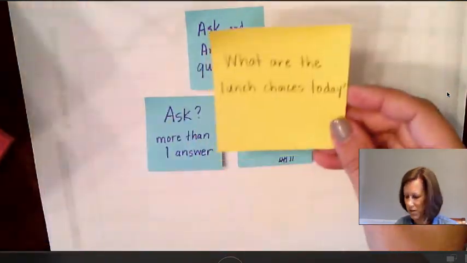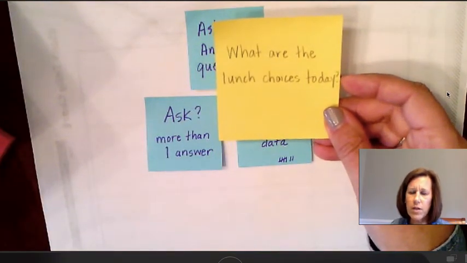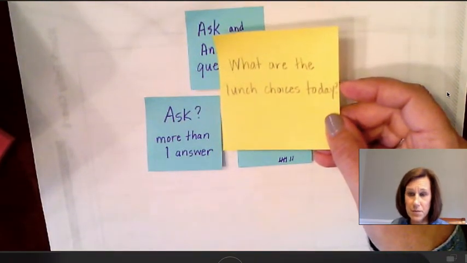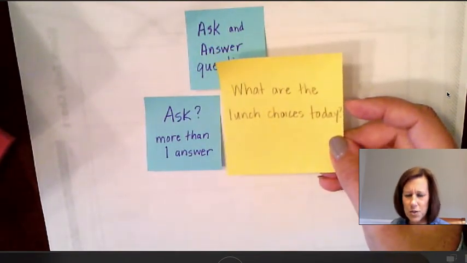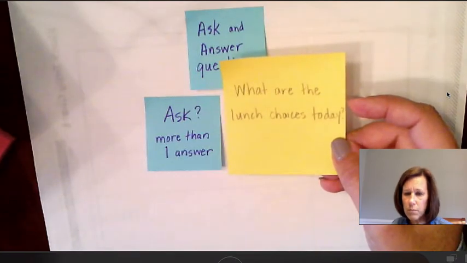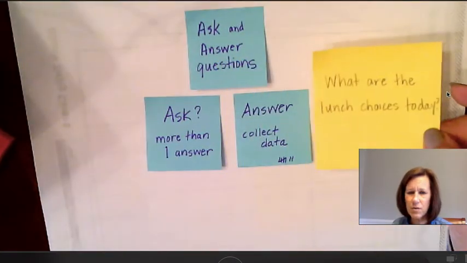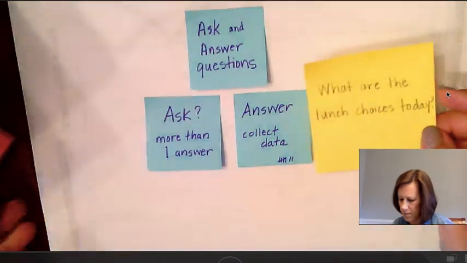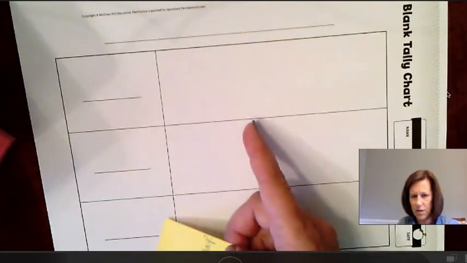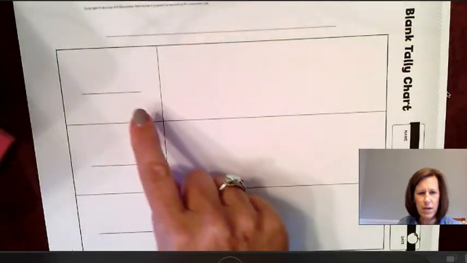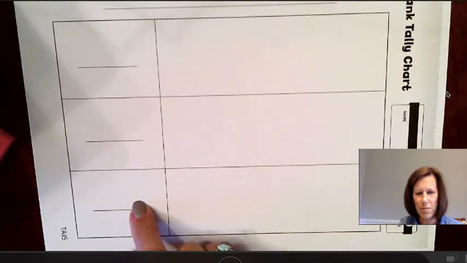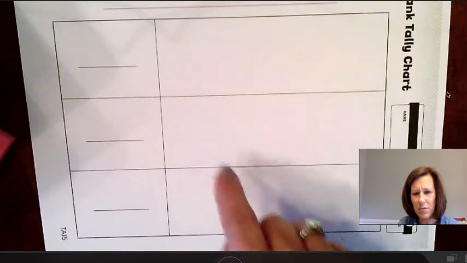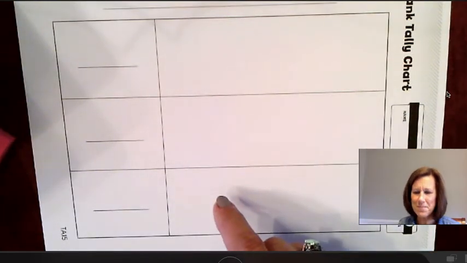How about this question? What are the lunch choices today? Is there more than one answer? At our school, there's hot lunch 1 and hot lunch 2. Or bring your own. Could we collect data and tally it up? Maybe on this chart, it might say, what are the lunch choices today? And we would put lunch choice 1, lunch choice 2, brought from home. And then we could ask each student and put tallies and compare them.